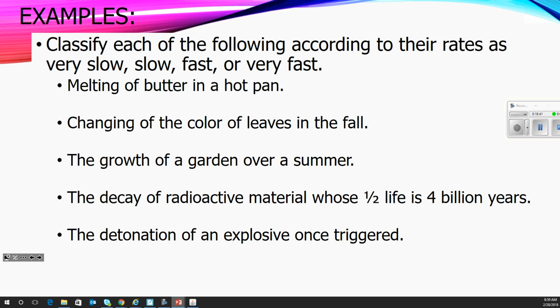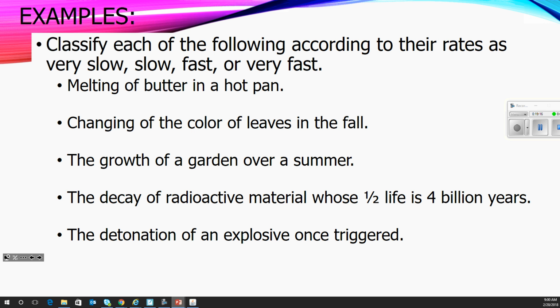What about changing of the color of leaves in the fall? I'd probably say slow. I don't know that I would go very slow. You'll see there's an example that's very slow here in a minute. Okay, what about the growth of a garden over the summer? That's very slow, okay. And then what about the decay of radioactive material whose half-life, that means the time for half of it to go away, is 4 billion years? Extremely, extremely slow, right?